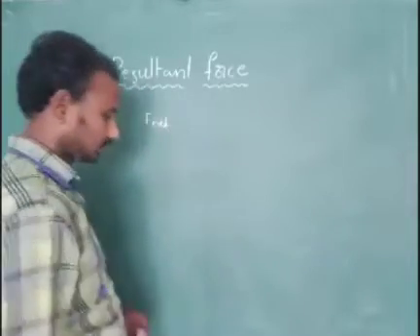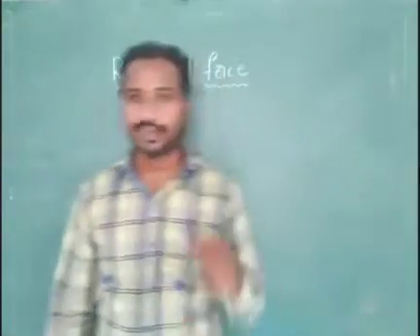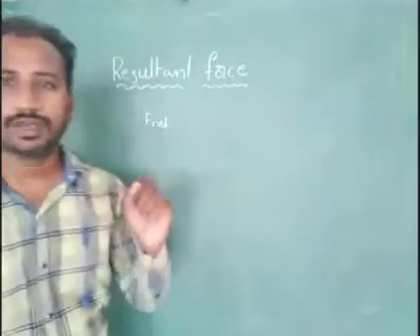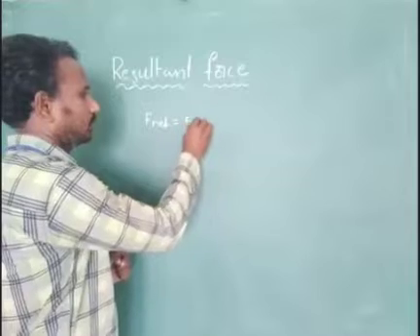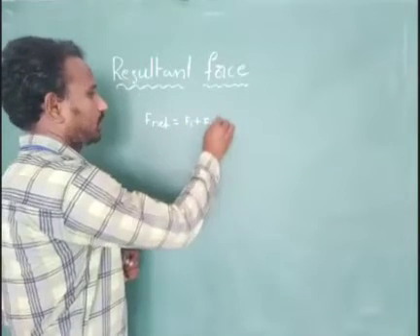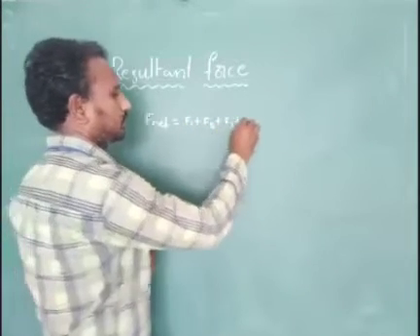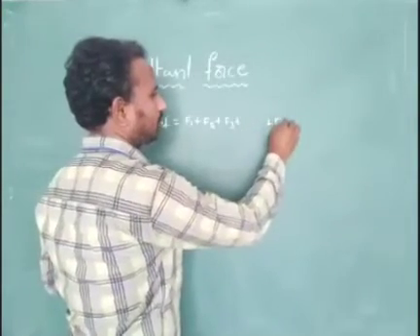F net means net force. Net force is equal to the sum of the individual forces acting on that body. So that is equal to how much? F1 plus F2 plus F3 and so on, up to Fn.